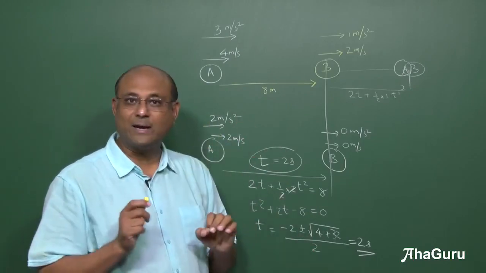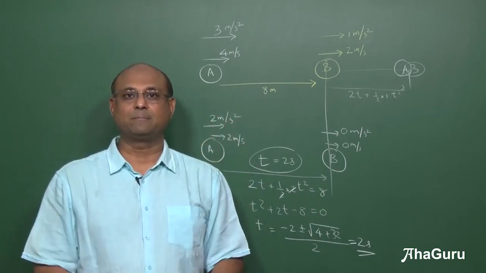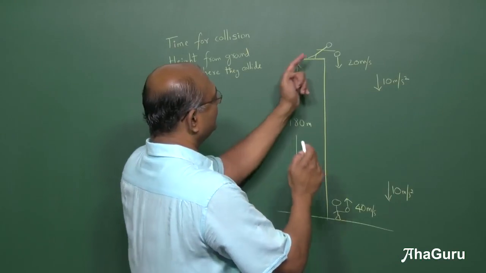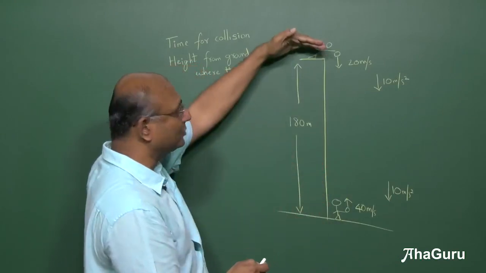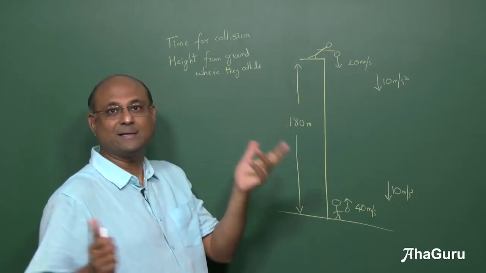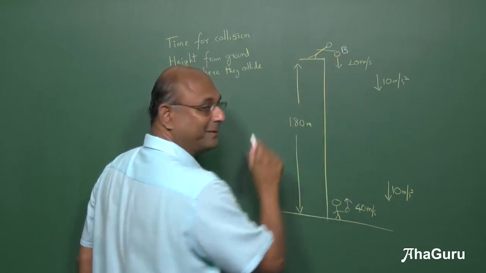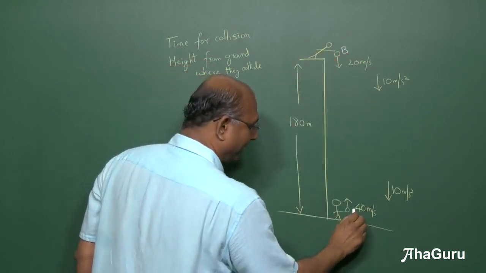So let us try to look at a problem where that kind of situation comes up. Let us look at this question. There is one person at the top and this fellow's friend at the bottom of a building. The building height is given, it is 180 meters. So this fellow throws this ball, let me call this ball B. Let's call this ball A.